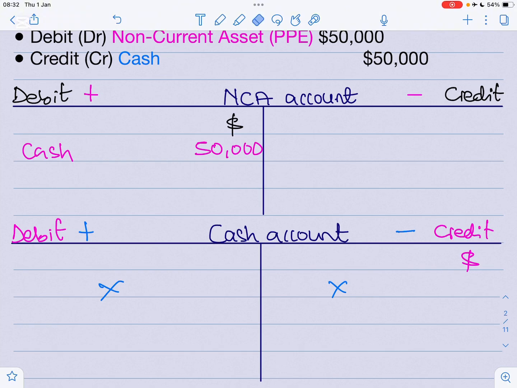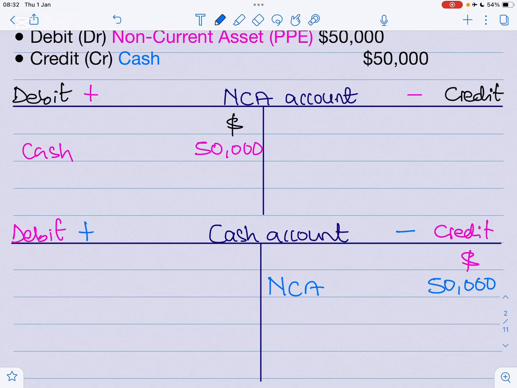This time around, cash is leaving the business, and that's why we'll come to the credit side of the cash account and record the outflow of $50,000. So we'll put 50,000. And whoever is looking at this cash account would like to know, what did we use this $50,000 to do? The answer is, we used it to buy an item of non-current assets. So this is how to go about the recording.